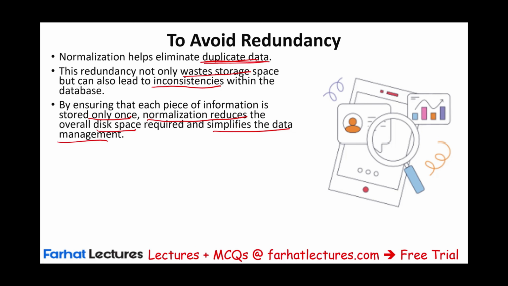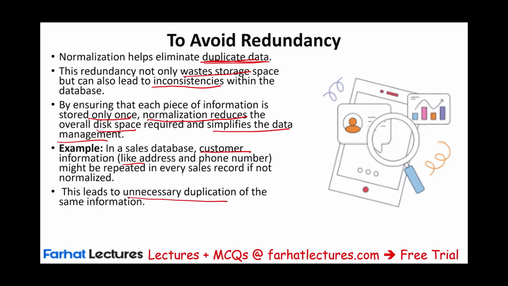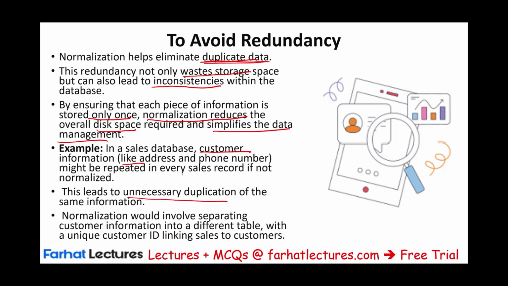For example, in a sales database, customer information like address, phone number, emails, and so on and so forth, might be repeated in every sales record if not normalized. This leads to unnecessary duplication of the same information. So what's going to happen? We're going to introduce normalization that will separate customer information into different tables with a unique customer ID linking sales to customer. What does this all mean?